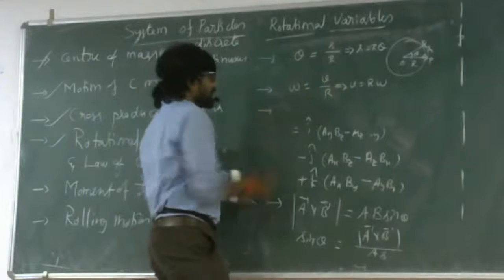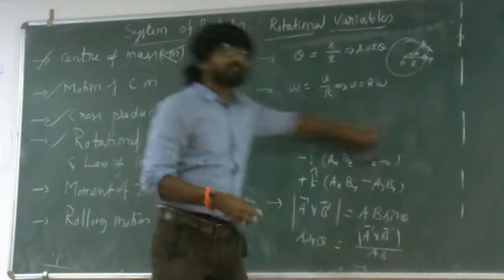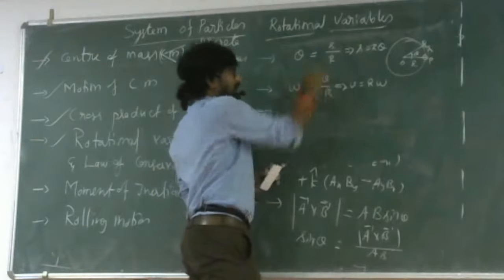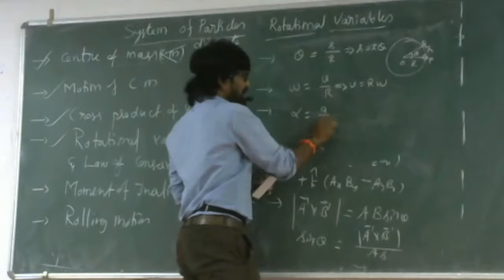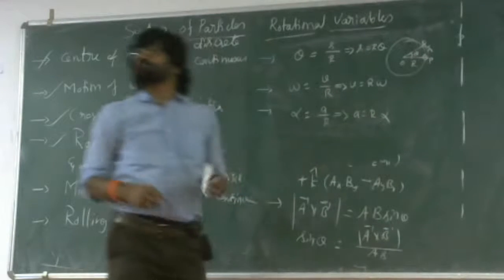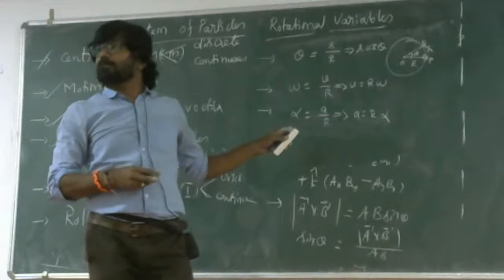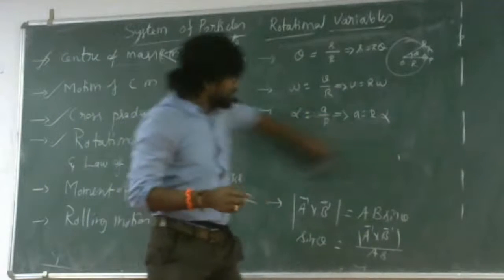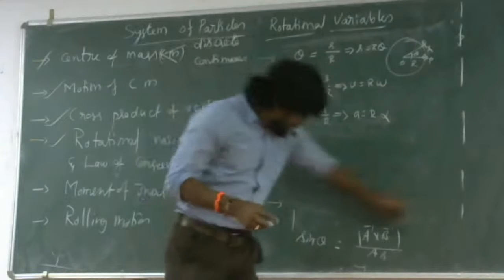Next, another angular variable is angular acceleration. Alpha: if you differentiate this again, 1 by R into A, so you can write it as A by R. This can also be expressed as A is equal to R alpha. Is it clear, everyone? Okay, this is fine, but these relations you can also write in vector notation.